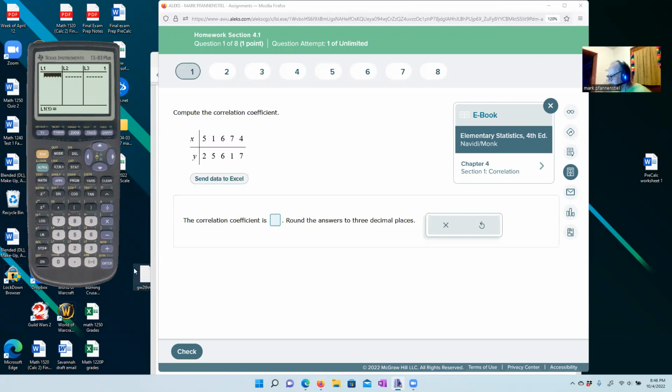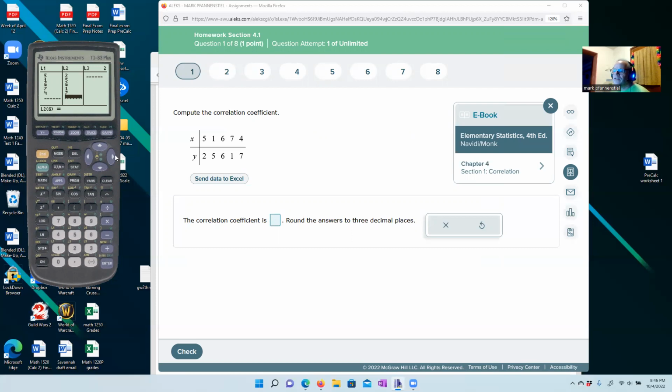Okay, so we're just going to have 5, 1, 6, 7, 4. And I'm just using the arrow key, this arrow key right here, to move over. I actually use the one on the keyboard. And in the Y values, we're going to say 2, 5, 6, 1, 7.